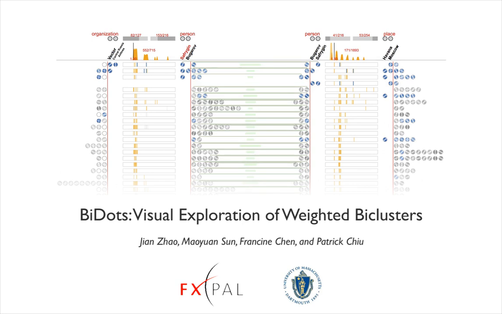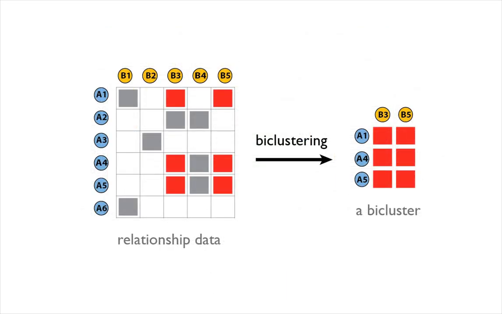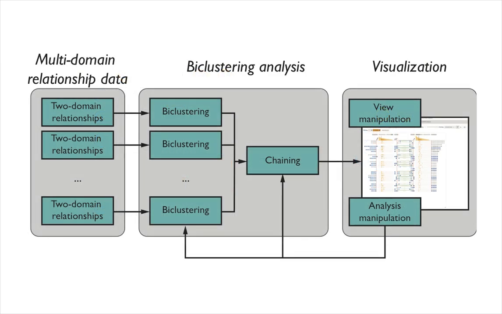We present BiDots, a novel visualization for exploring weighted coordinated relationships based on biclustering. Biclustering is a popular data mining technique that allows for simultaneous clustering of entities from two different domains according to their relationships, such as interconnections. The technique extracts biclusters, each containing two subsets of entities that are closely related. Based on biclustering results, BiDots allows users to dynamically discover insights about coordinated relationships through visualization.